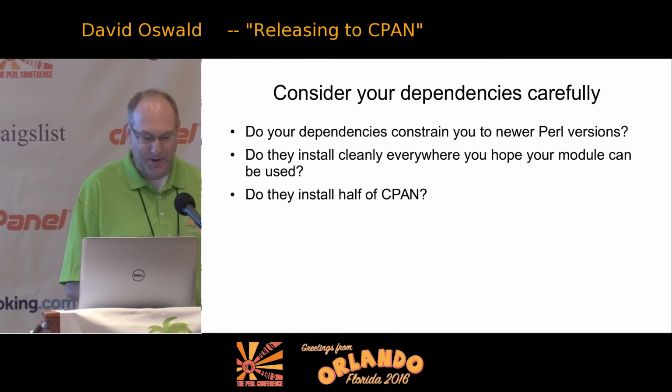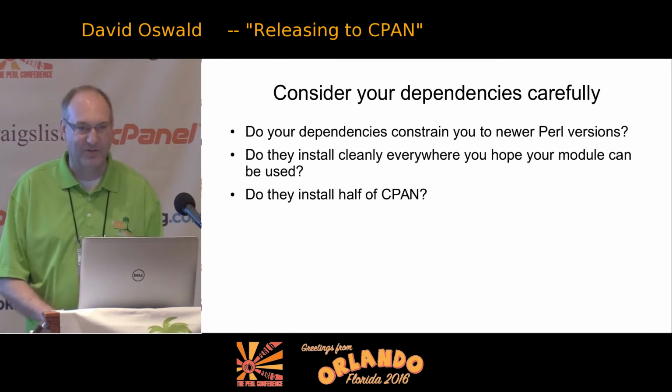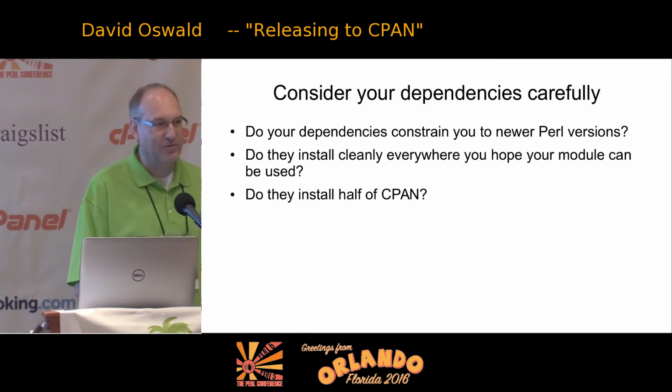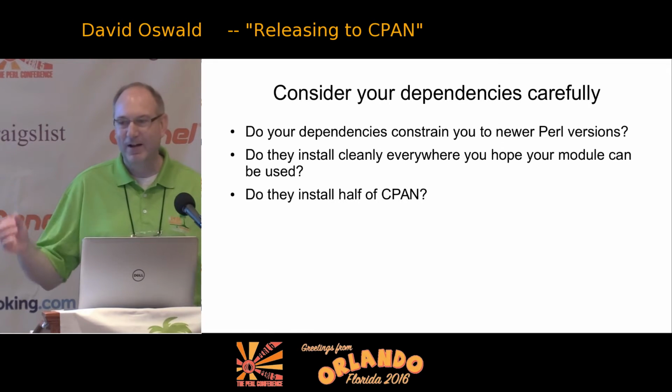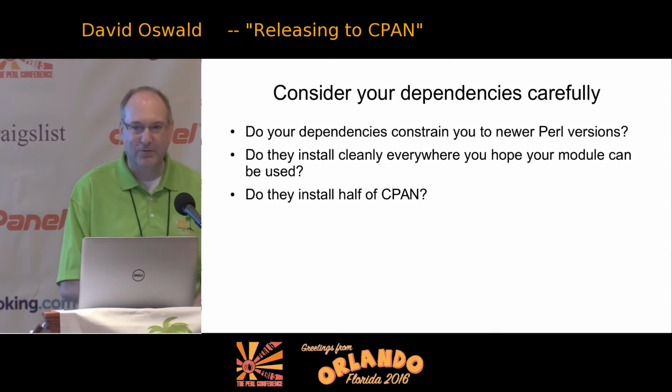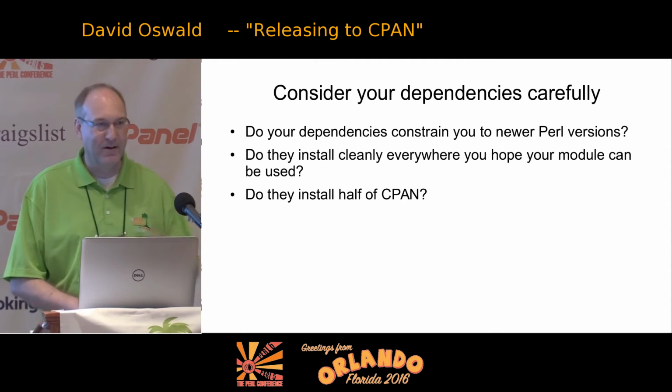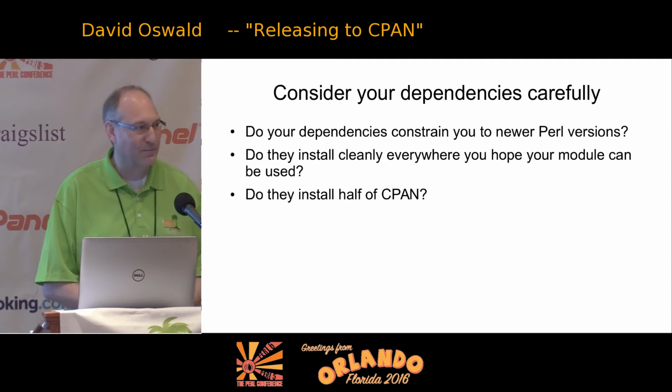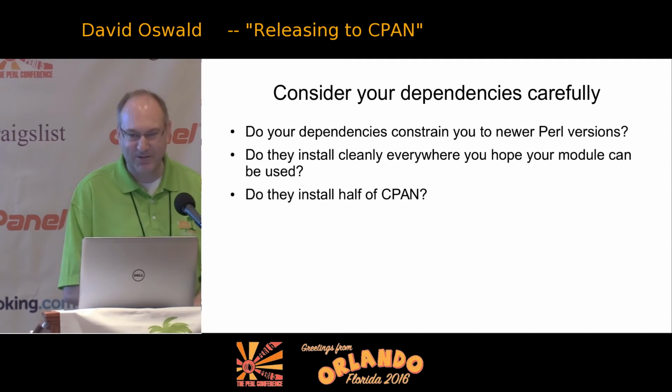So consider your dependencies carefully. Do your dependencies constrain you to newer versions of Perl? Let's say I wrote my module in such a way that it would run just fine on Perl 5.6, but then I base it on a dependency that requires Perl 5.20. Well, now I've just required that everybody that wants to use my module has to have Perl 5.20 installed.